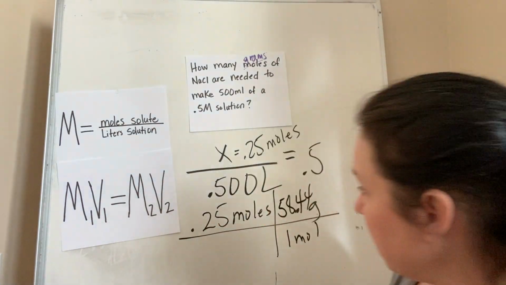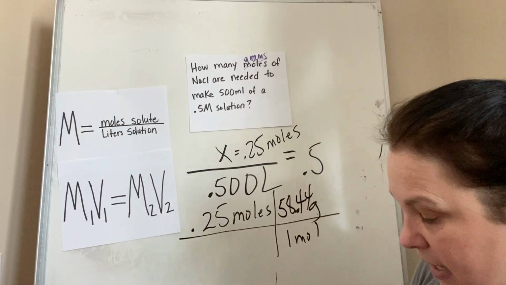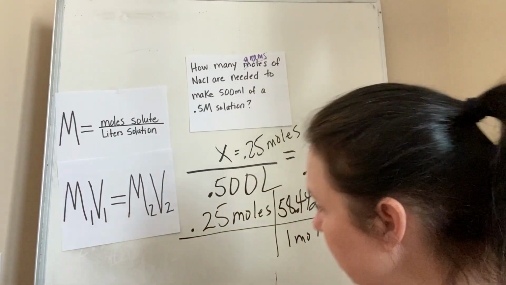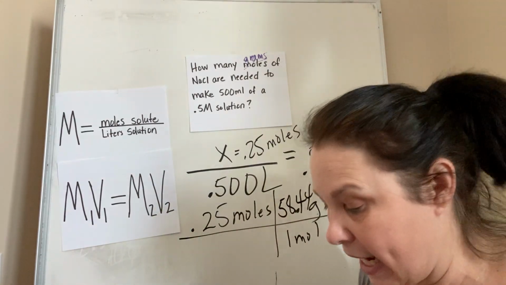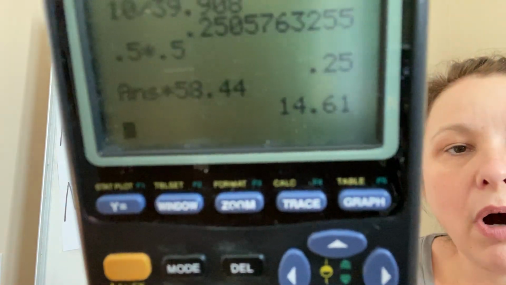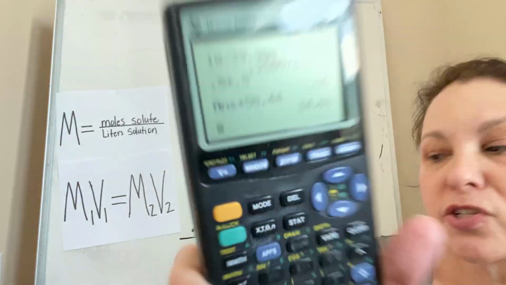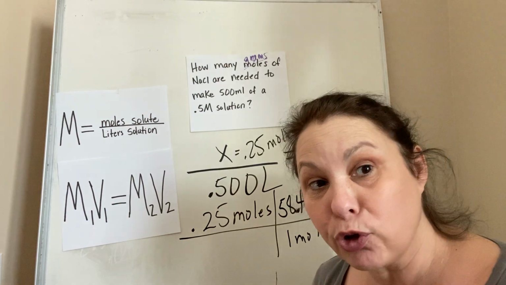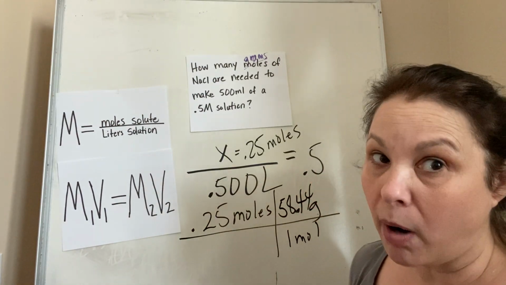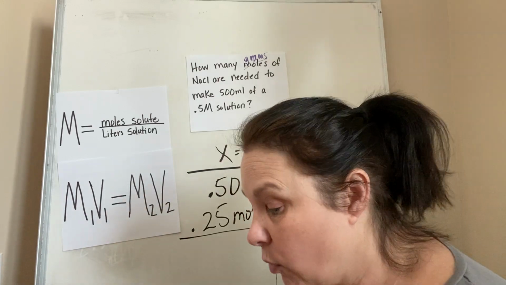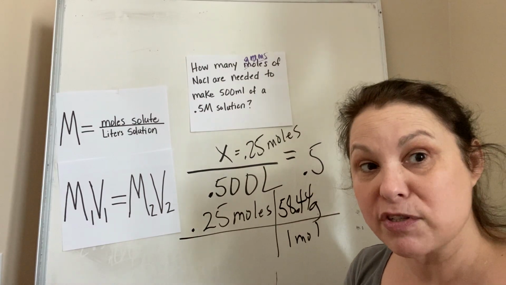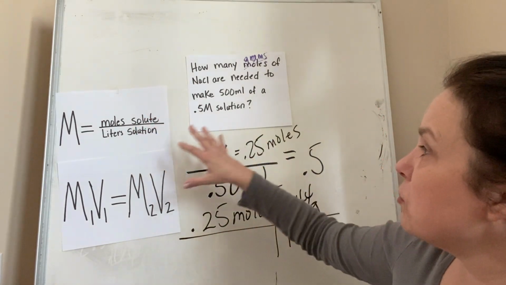So this time we're going to be multiplying 0.25 times 58.44. And we would find out that we actually need to weigh out 14.61 grams. So if they ask you to find the grams, you have to find the moles first and then convert. Now in the problem we did before, we actually had to convert before we use the formula because they gave us grams. So just know what you need to do there.